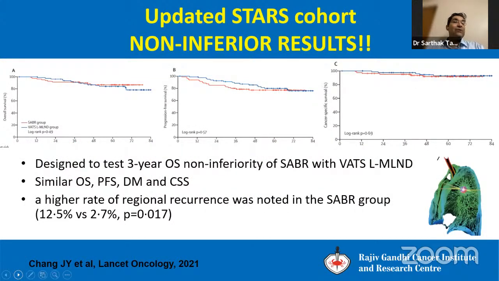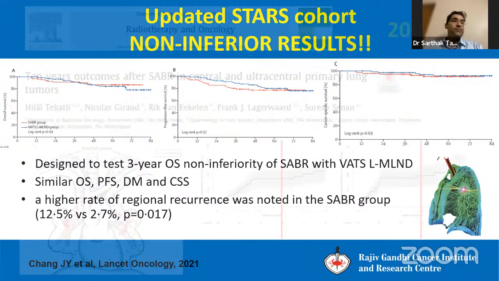So they showed that it was designed to test a 3-year non-inferiority in terms of OS, and it achieved that. They had similar OS, PFS, as well as distant spread and cancer-specific survival. What was higher was the regional recurrence, which was noted in the SABR group. This could be possible because their EBUS staging was probably not very accurate, and this translated into higher regional recurrences, which were salvaged. And that is probably the reason that OS did not differ in either of the arms.